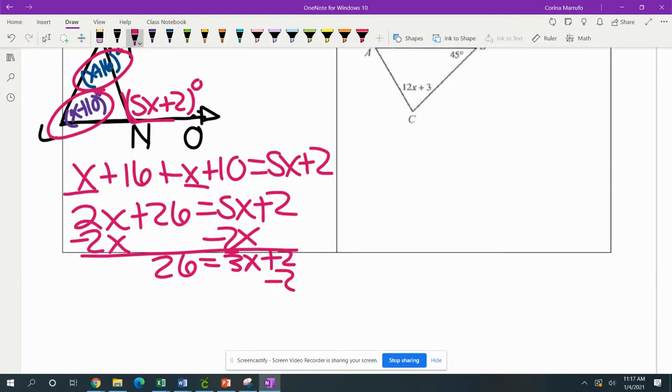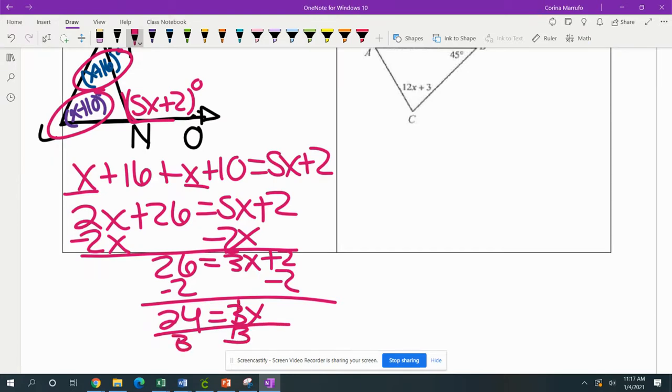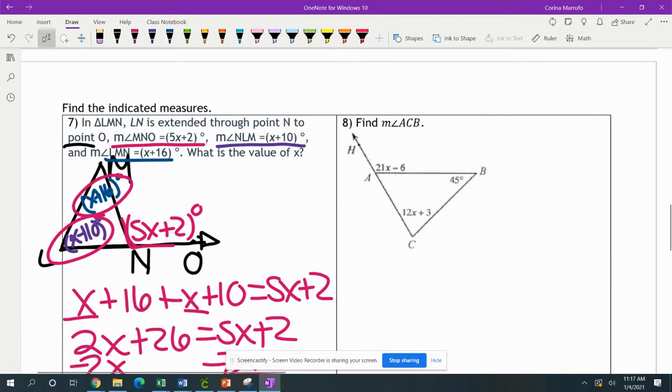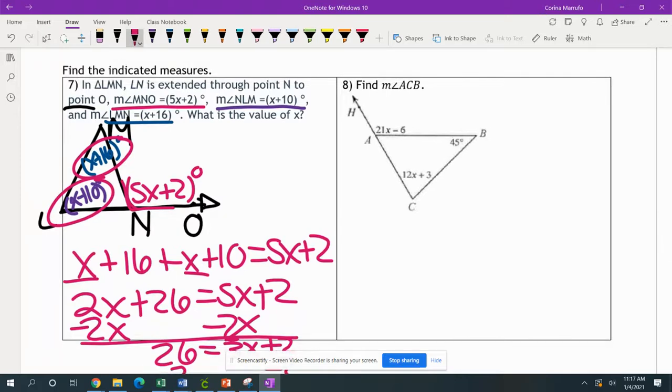We go ahead and move the 2 to the other side. We get 24 equals 3x. We divide by 3. This cancels and we get x equals 8. Okay, and we're just solving for x on these problems. It asks us what is the value of x.